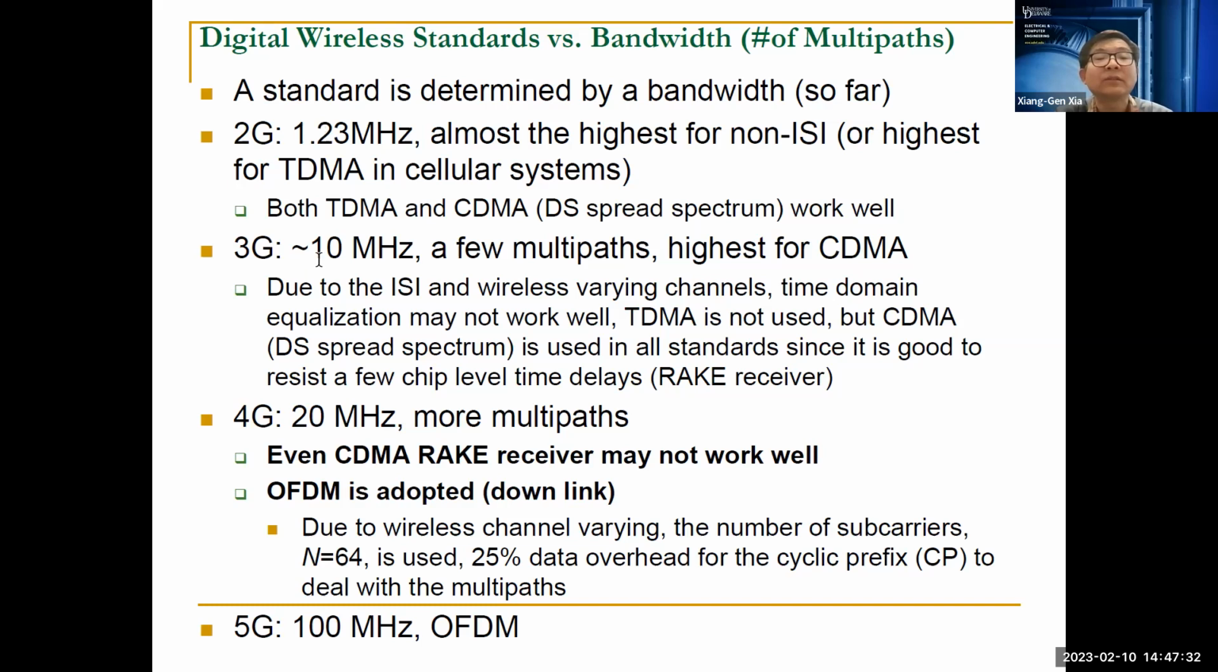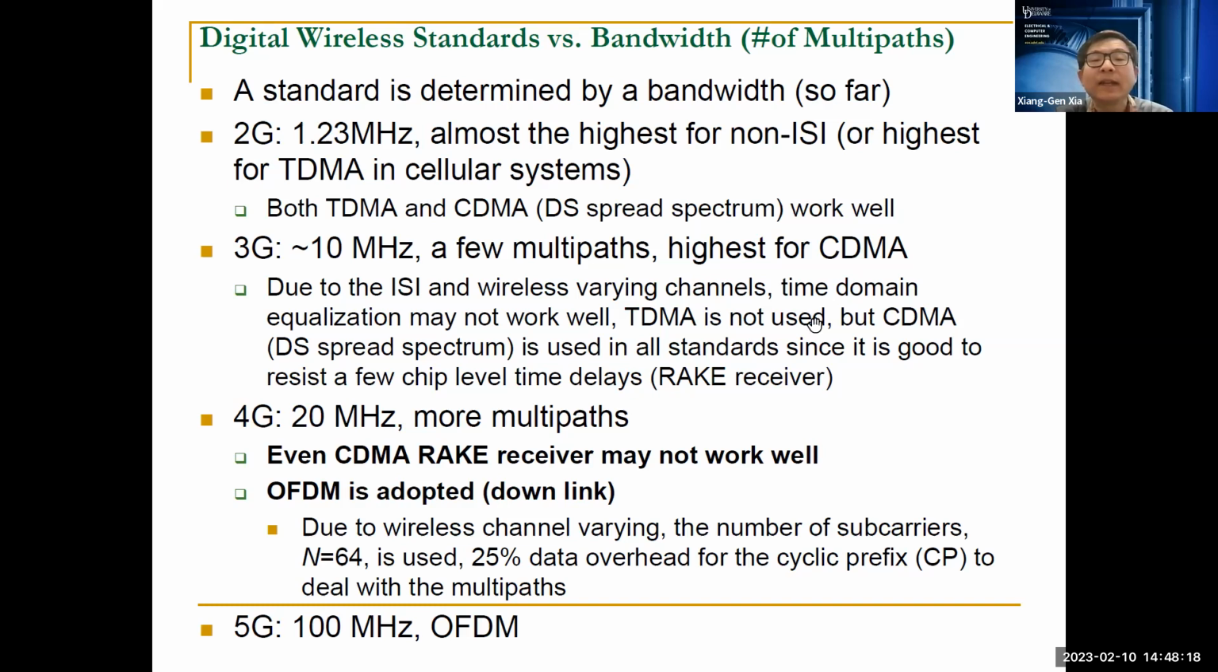However, if the bandwidth increases to around 10 or 11 megahertz, you have a few multipaths. And this multipath is actually in the chip level, 6 to 8 multipaths. And I think this is probably the highest possible for CDMA systems. For TDMA, because it's a wireless communication system, it may not work well because the channel fades or varies, so time domain equalization techniques may not work well, okay? So that's why in 3G, both European and North American, or even Asian, talk CDMA, direct sequence spread spectrum is used.